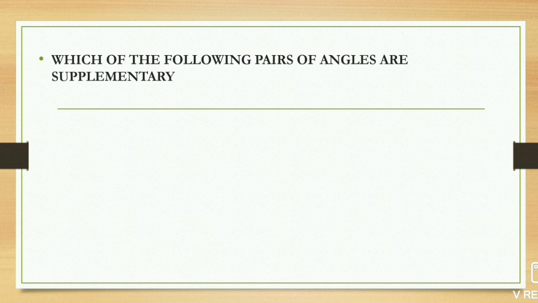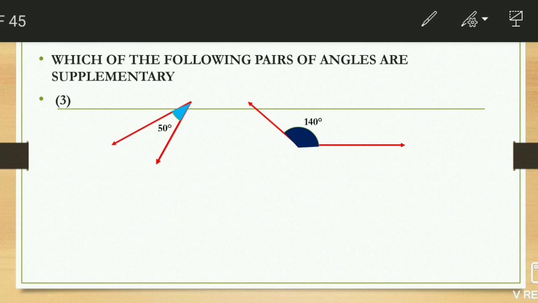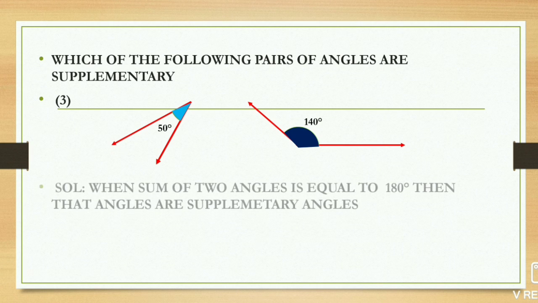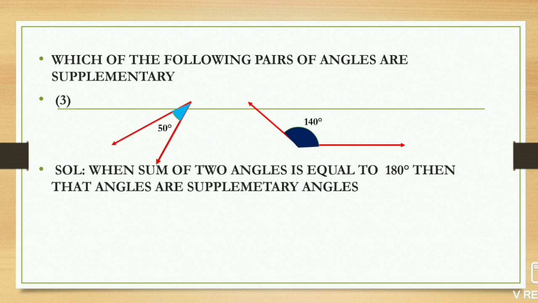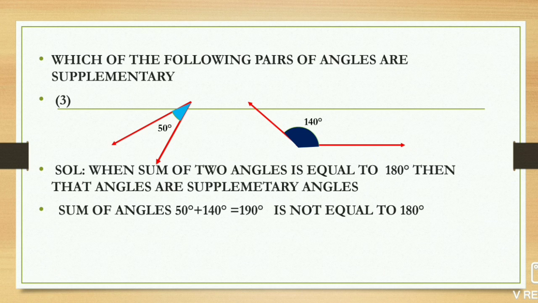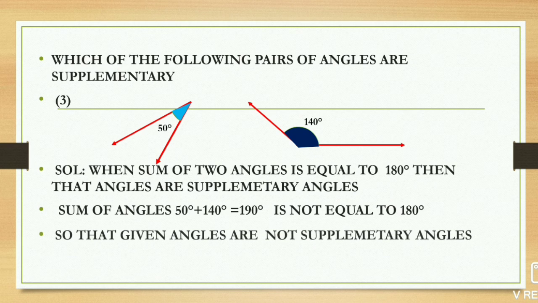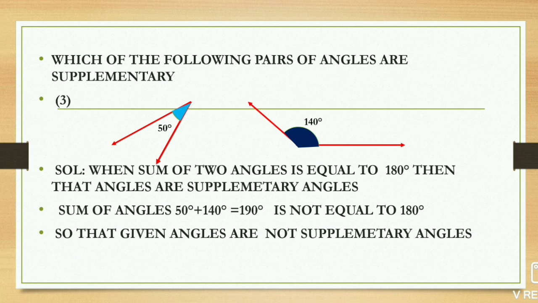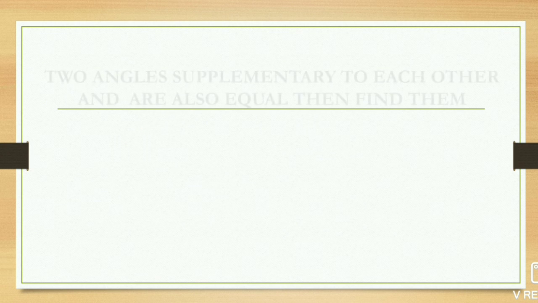Which of the following pairs of angles are supplementary? One more sum. 50 degrees, 140 degrees. Can you say these two form supplementary angles? Solution. When the sum of two angles is equal to 180, then the angles are supplementary angles. The sum of angles 50 degrees plus 140 is equal to 190, which is not equal to 180. So it is clear that the given angles are not supplementary angles.